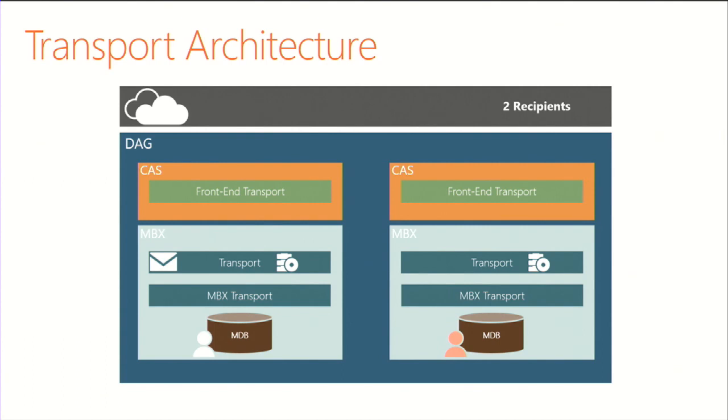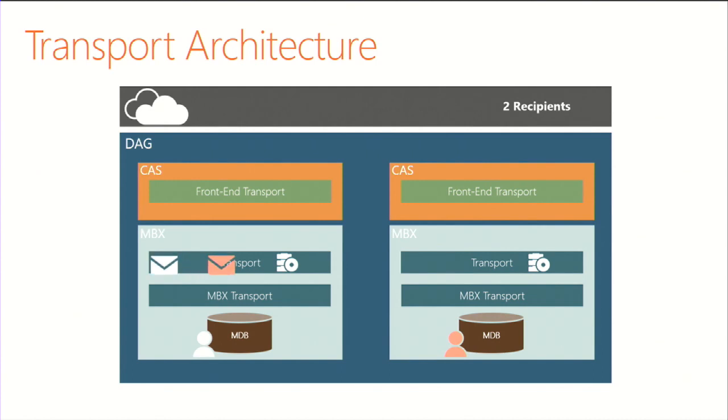Now, in past releases, the transport service could have interfaced directly with the store on server 2 to deliver that message. But that's no longer the case in Exchange 2013. We have to follow the every server is an island principle. So, instead of interfacing with store, we interface with the mailbox transport delivery service on the servers hosting the active database copy for our recipients.